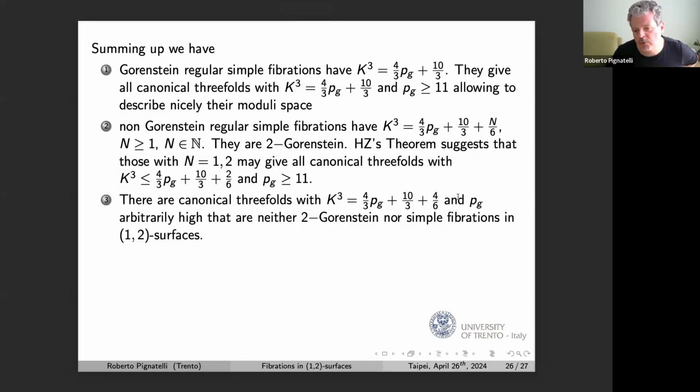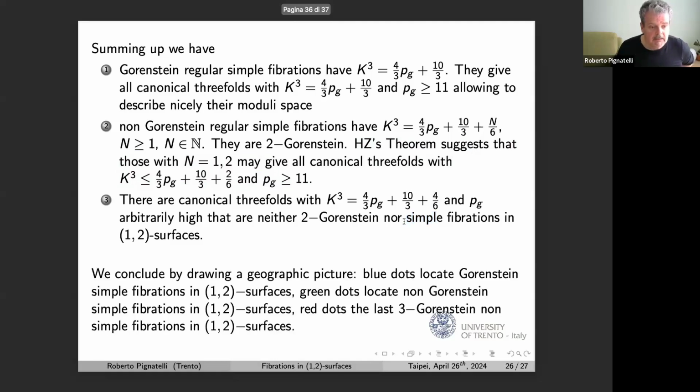But if we go to 4/6, then we have examples with PG arbitrary that have, of course, still fibrations in 1-2 surfaces, but not simple, and so the picture becomes more complicated, as you can expect.